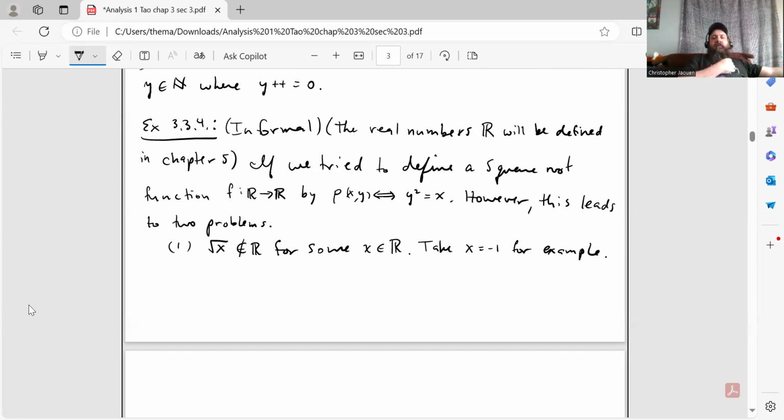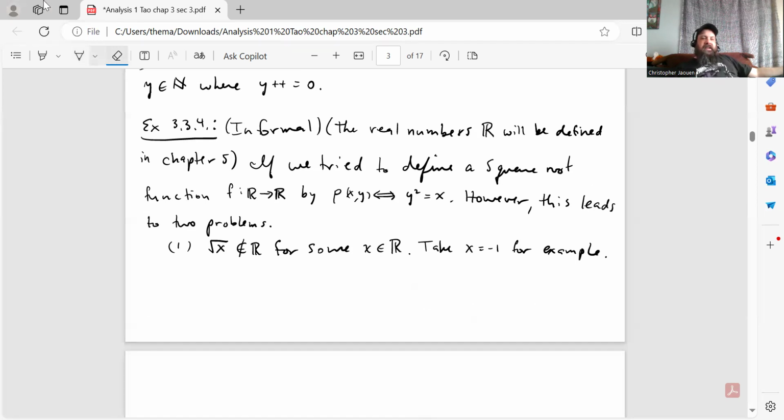If we try to define a square root function, f from the real numbers to the real numbers, by P(x,y) if and only if y squared equals x, this would lead to two problems.